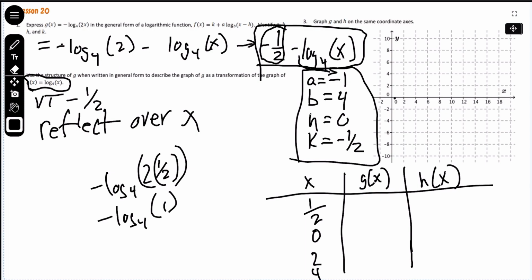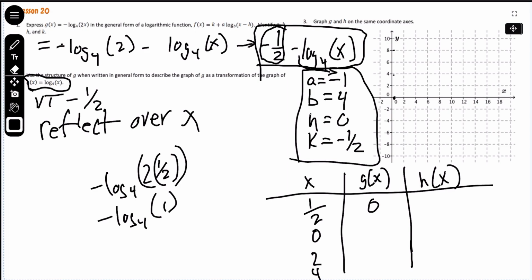So let's move this closer to here. And we know this is going to be something way up here. We're going to approach the y-axis but never cross it. Alright, so there's your 1/2 of x.